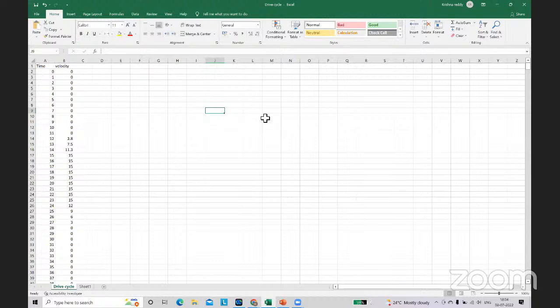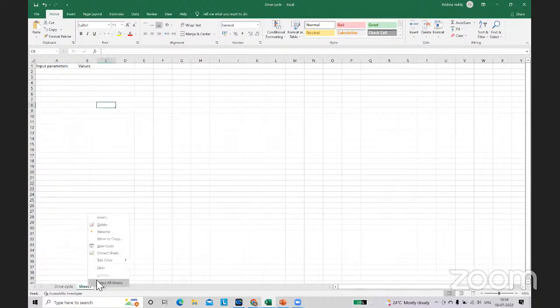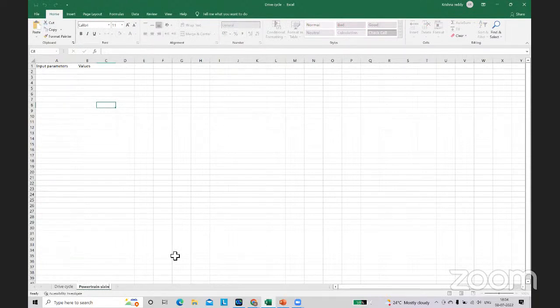Now we'll try to input some parameters. I'm going to bring out the next sheet here, consider it as sheet one, and name it powertrain sizing. I just mentioned the heading here, input parameters and the values, and I'll go on typing out the input parameters required.